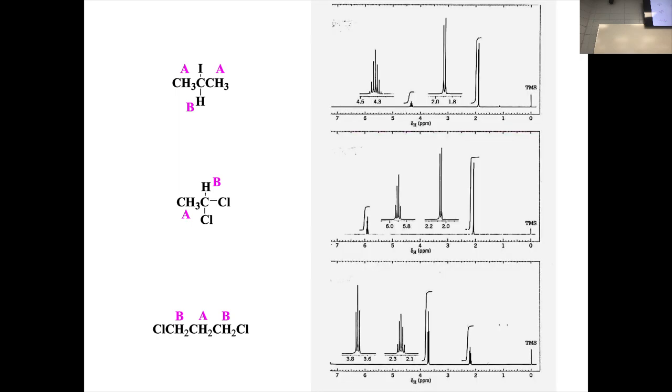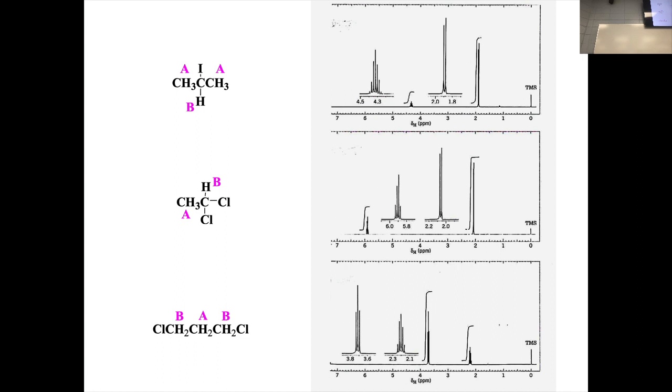So now let's look at some spectra. Here's 3 molecules we're going to look at. How many signals would we expect for the top one? Well, I've labeled them for you, A and B, right? So we're expecting 2 signals, right? Now let's look at all of these spectra and see what they look like, okay?